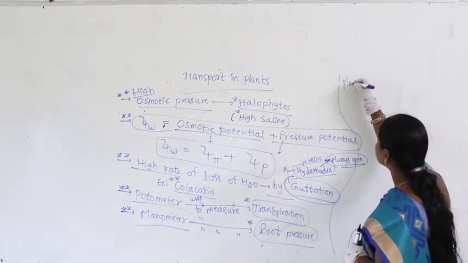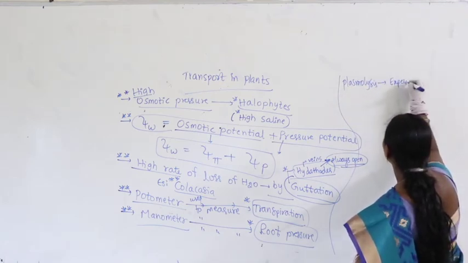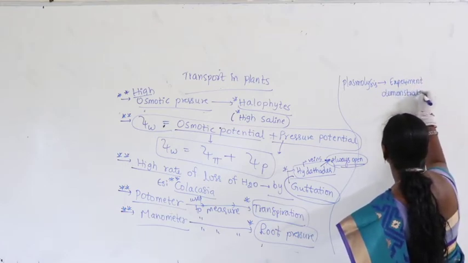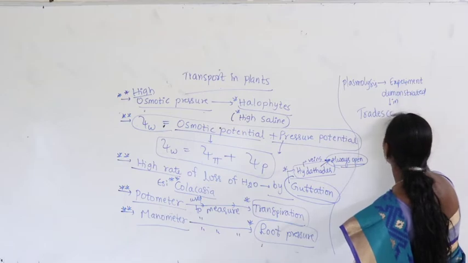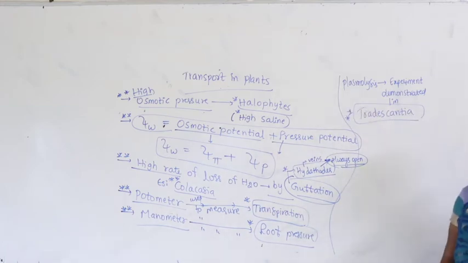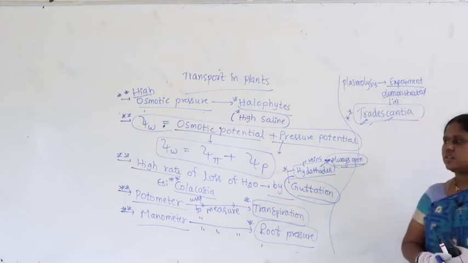Now if you take plasmolysis, the plasmolysis experiment was demonstrated in the plant called Tradescantia. In cytology, in first year also, we studied about a few scientists and what they discovered. At that time we also discussed Tradescantia. The plasmolysis experiment was demonstrated in the plant Tradescantia, right.